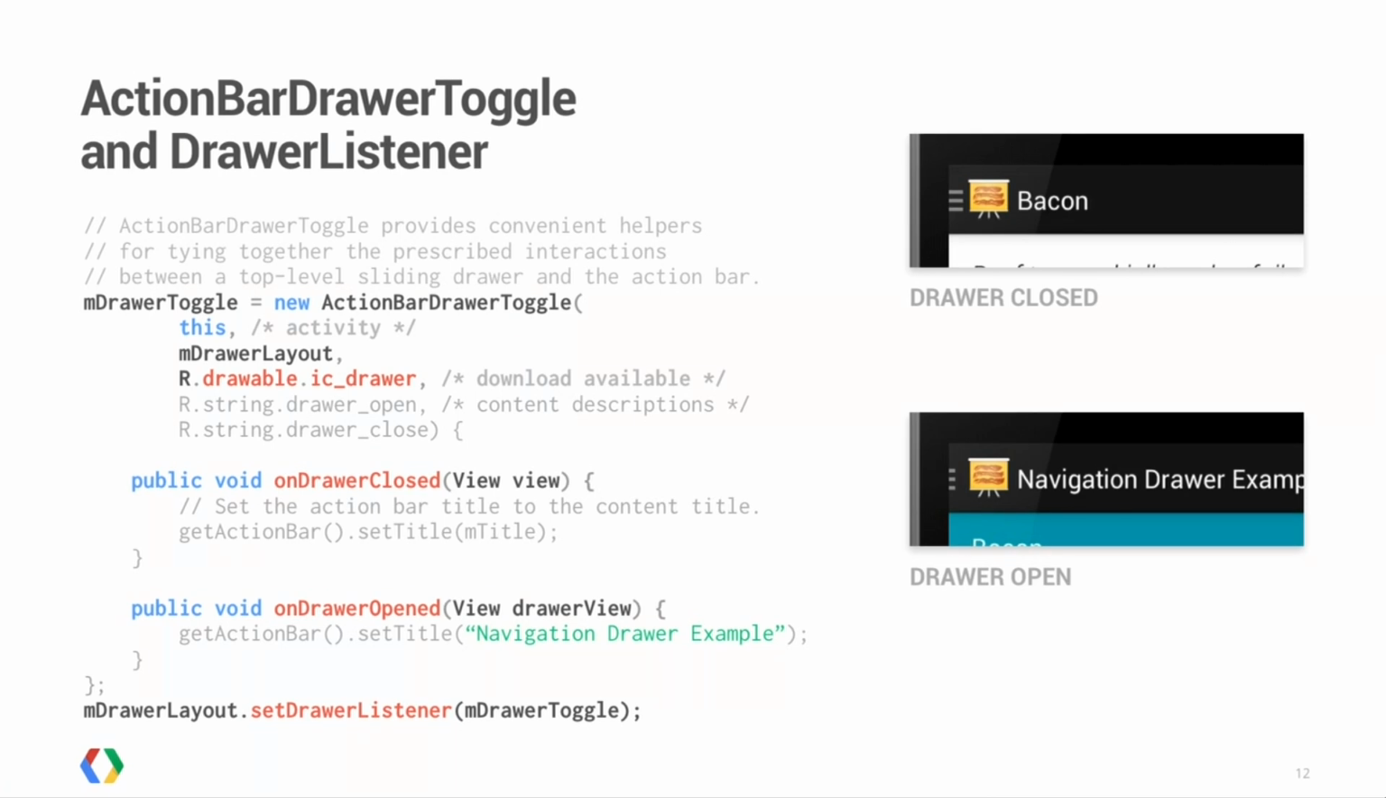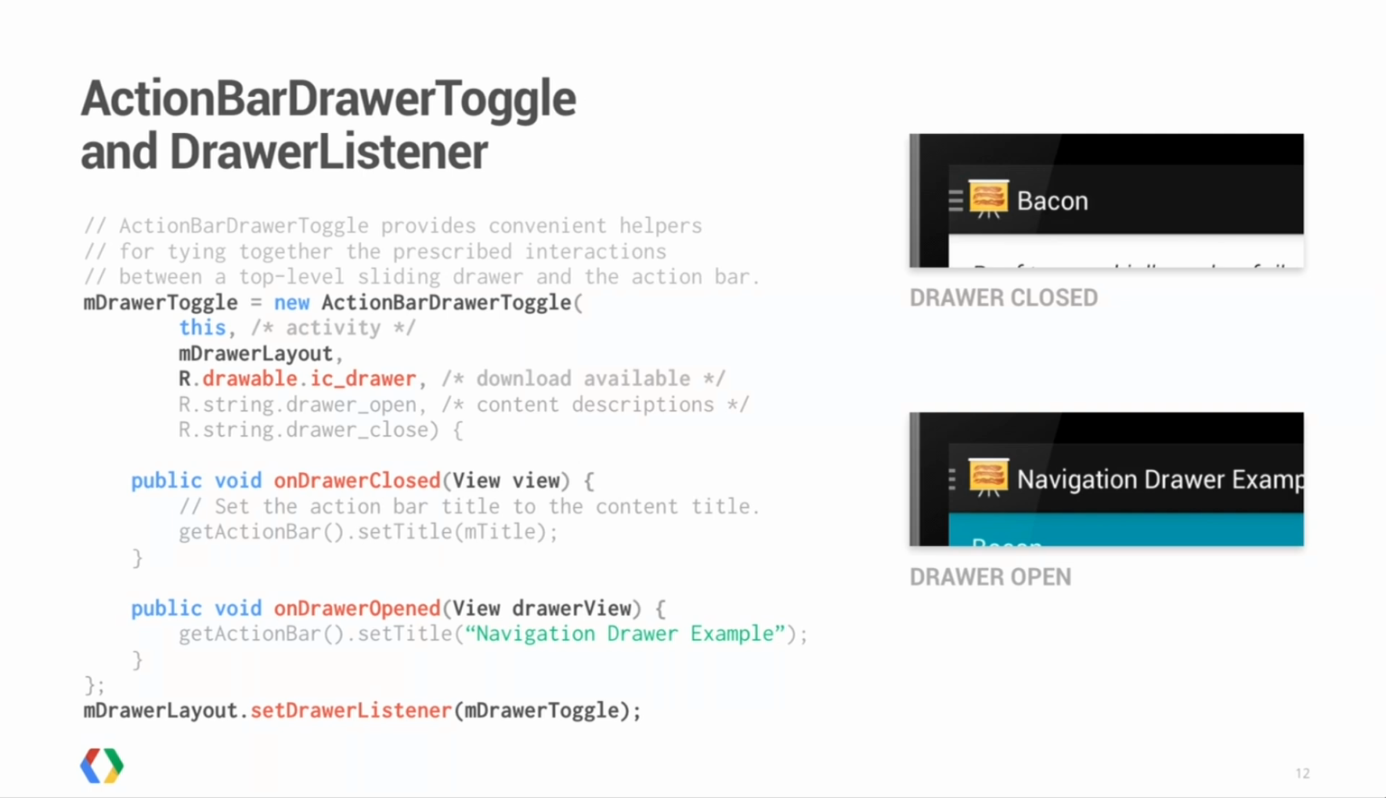Now, just doing that gets you all the edge swipe stuff. It does a lot of the things for you. But another important part of the drawer is how it interacts with the action bar. For that, we have another component that's part of the support library, R13, called ActionBarDrawerToggle. And that's basically a helper class that ties the action bar with the drawer.